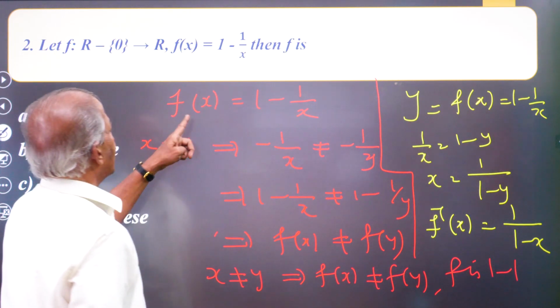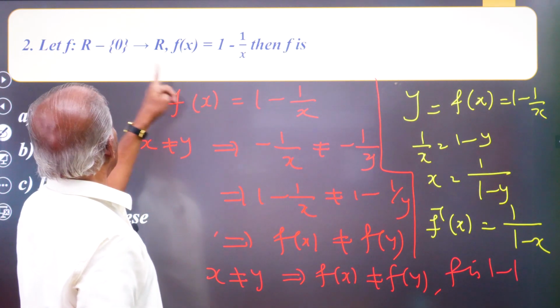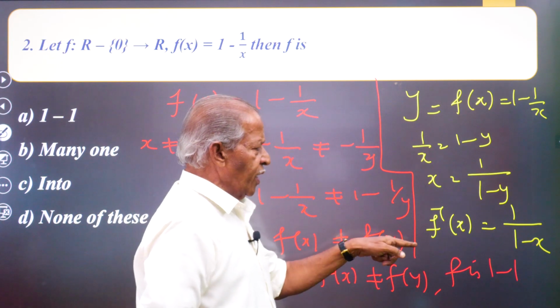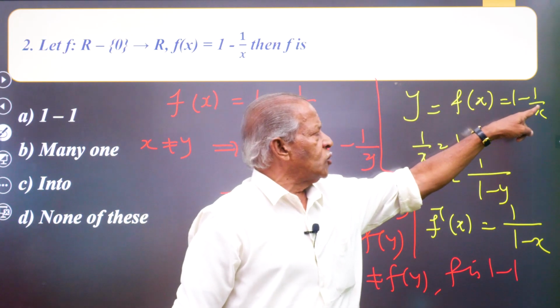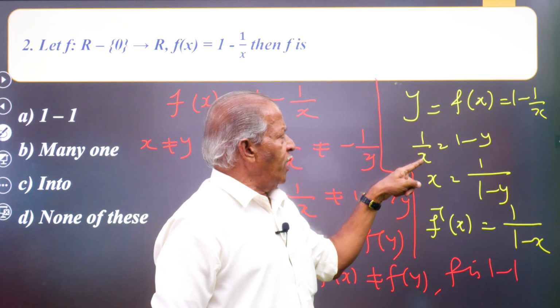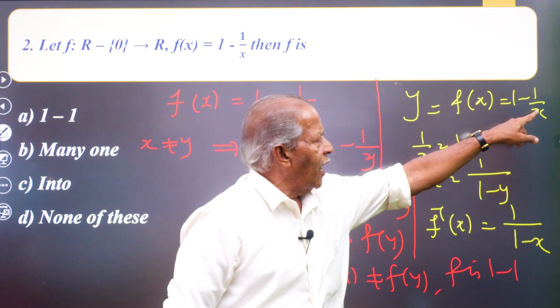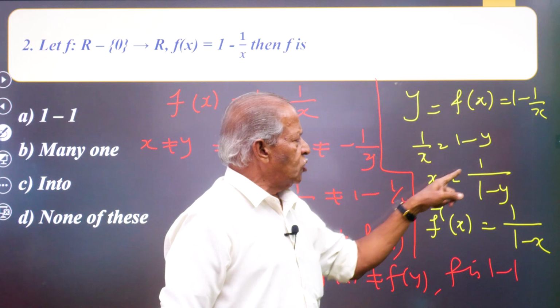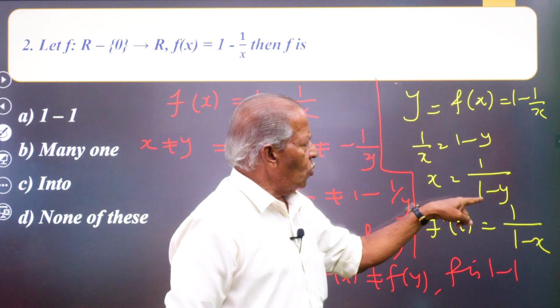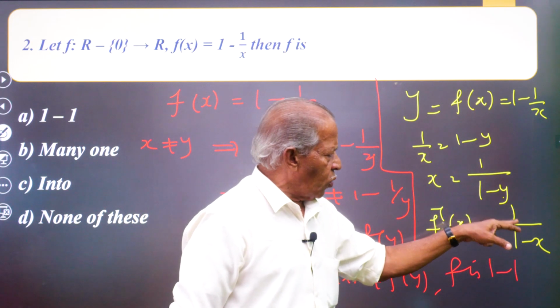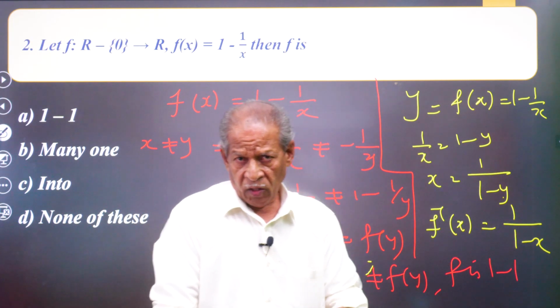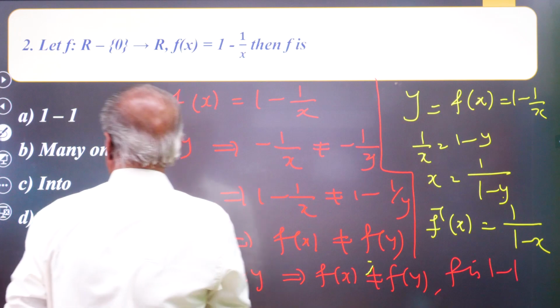f of 1 equal to, what is the value? f of 1 equal to 0. Therefore, look here, some problem is coming here. y equal to f of x equal to 1 minus 1 by x. That is 1 by x equal to 1 minus y. I am interchanging these two. x equal to 1 by 1 minus y. That means f inverse of x equal to 1 by 1 minus x. What is the range for this?